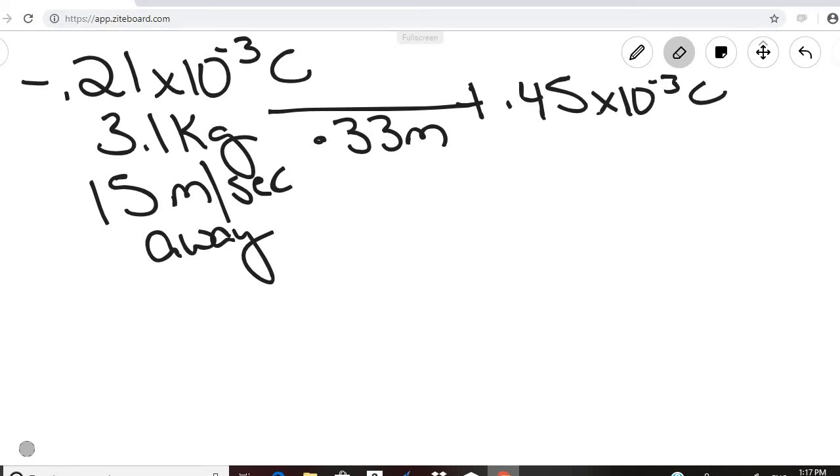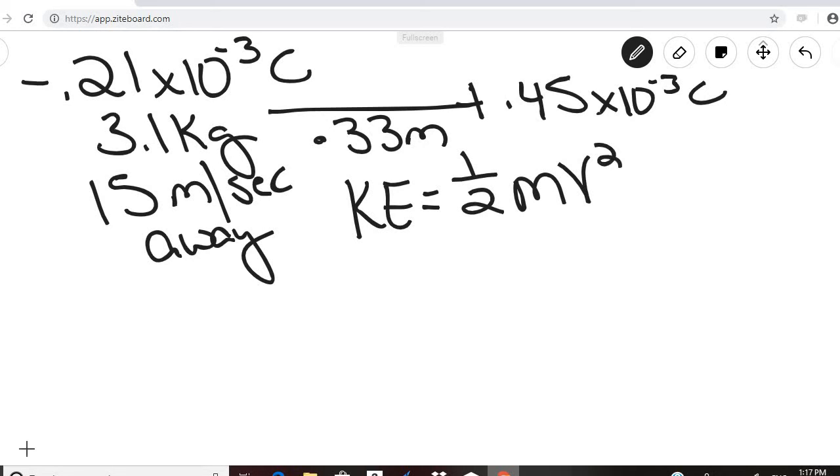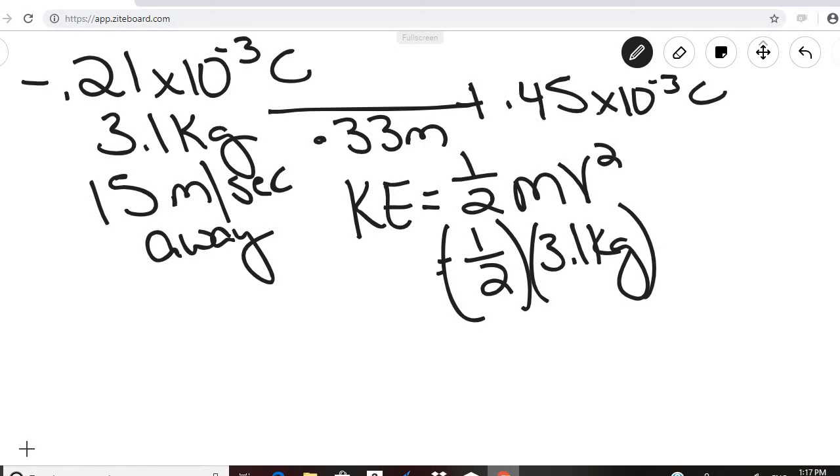Okay, so it starts out with kinetic energy. So we can go ahead and calculate its kinetic energy. The kinetic energy is equal to 1/2 times the mass times the velocity squared. So 1/2 times the mass, which was 3.1 kilograms, and then we're going to square the velocity, which is 15 meters per second.